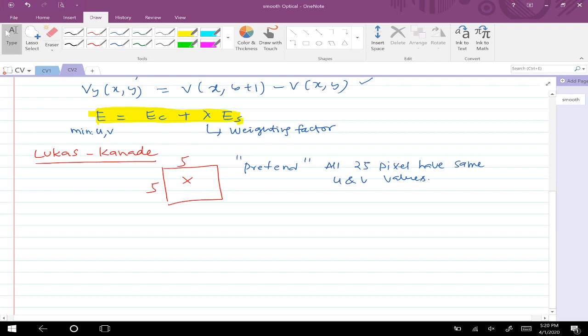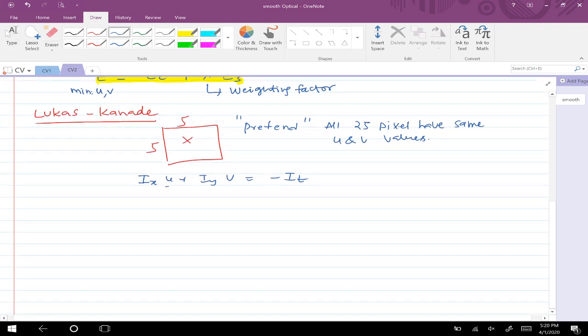The brightness constancy constraint equation was Ix into U plus Iy into V is equal to minus It. That was the equation. Now let's apply it at all 25 pixels, because they all have equal displacements in x and y, right? So they all should satisfy this equation. So u and v, once you find them, should be the same for all those pixels. Let's write it in matrix form.